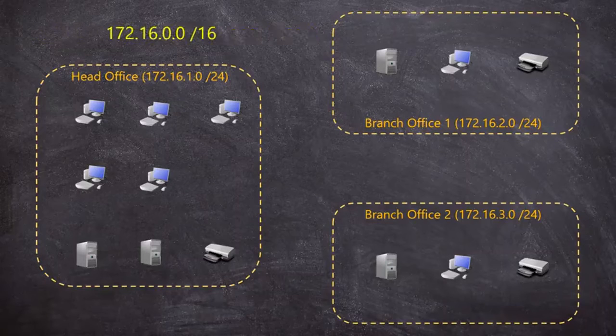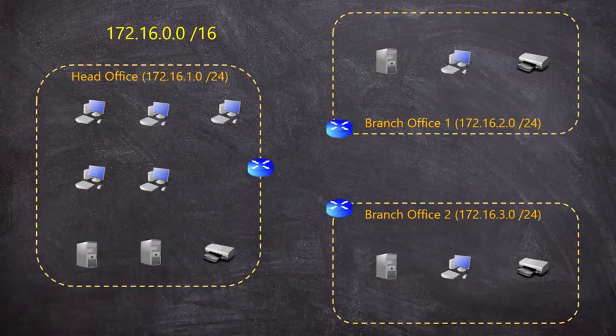Let's take our 172.16.0.0/16 network as an example again. We previously spoke about breaking it up into 256 /24 networks. We did this because we had several smaller offices rather than one large one. Now, we have 256 IPs in each network.